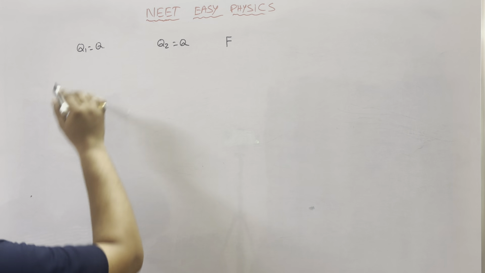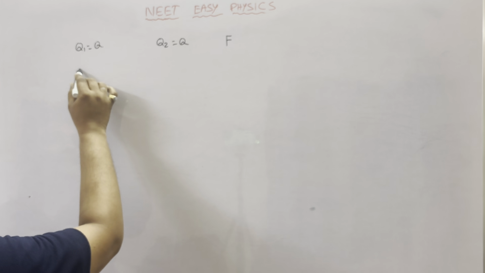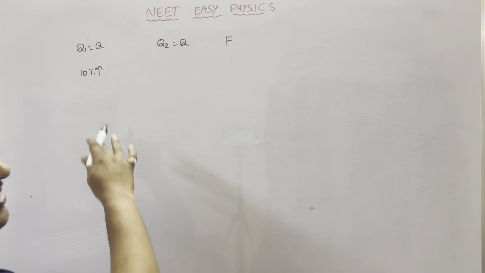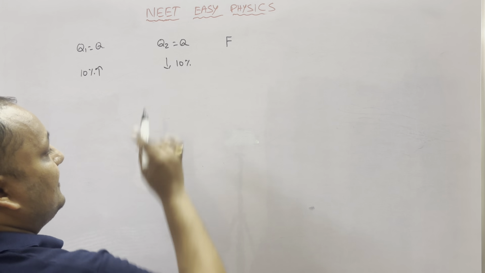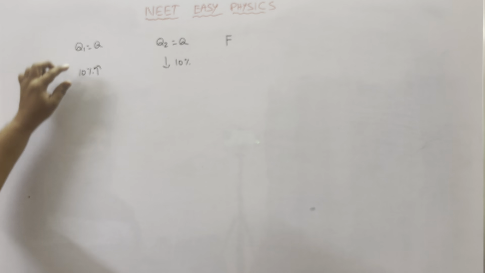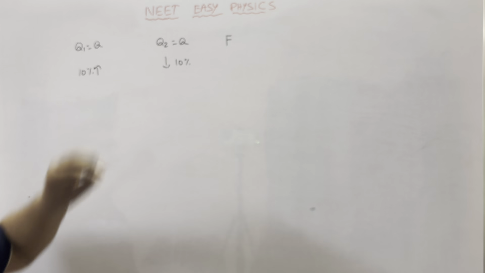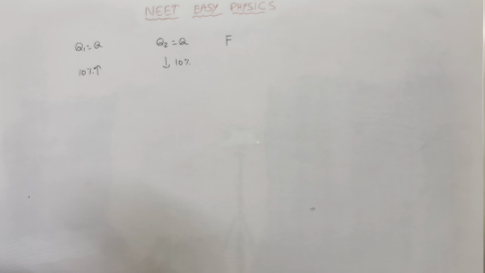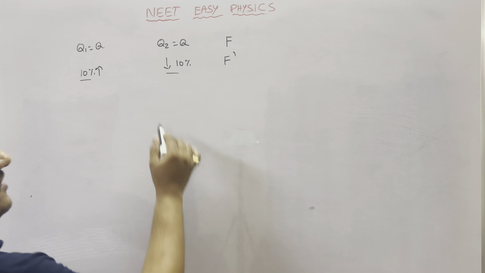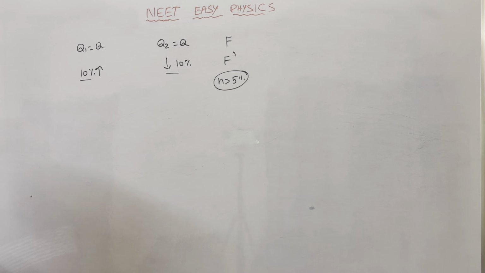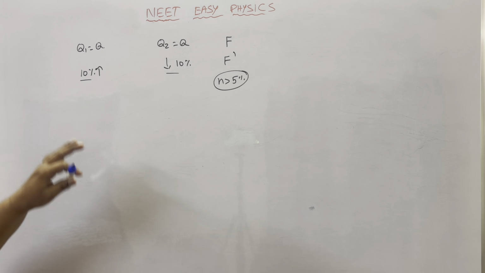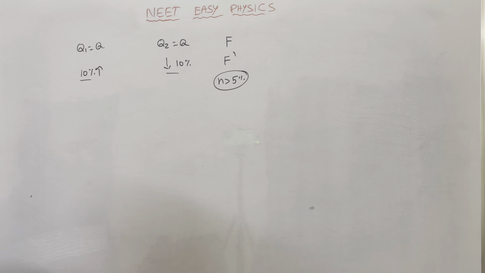If one of the charges increases 10%, you have to write this problem like this. Another charge decreases 10%. One of the charges increases 10%, another charge decreases 10%. Then they will ask what is the new force. Whenever they give this percentage, if the percentage is greater than 5%, then we have to follow this method. This one we have given in the basic mathematics first video, how you have to take percentage problems.